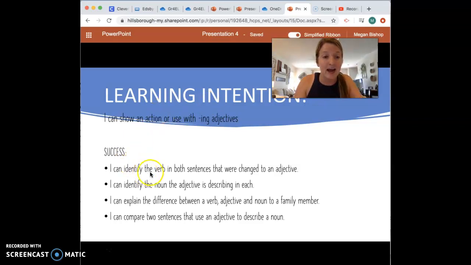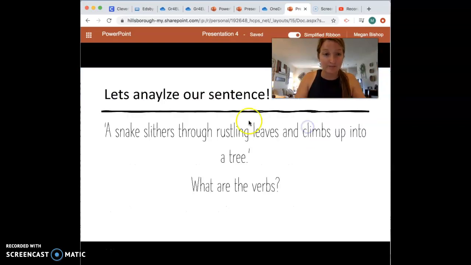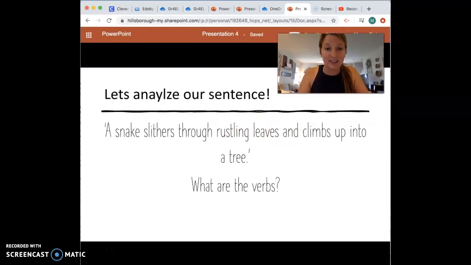So our success criteria: I can identify the verb in both sentences that were changed to an adjective. I can identify the noun the adjective is describing in each sentence. I can explain the difference between a verb, adjective, and a noun to a family member. And I can compare two sentences that use an adjective to describe a noun. There's one more thing I forgot to add on this. You are also going to create your own sentences using a verb that we can change to an adjective by adding ing.